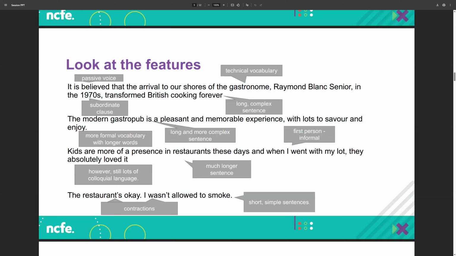So, the modern gastropub is a pleasant and memorable experience with lots to savor and enjoy. Gastropub, pleasant, memorable experience. Generally, longer words are more formal. That's how it's viewed in English. It's very typical. More adjectives, more colorful language used to describe can generally be more formal.